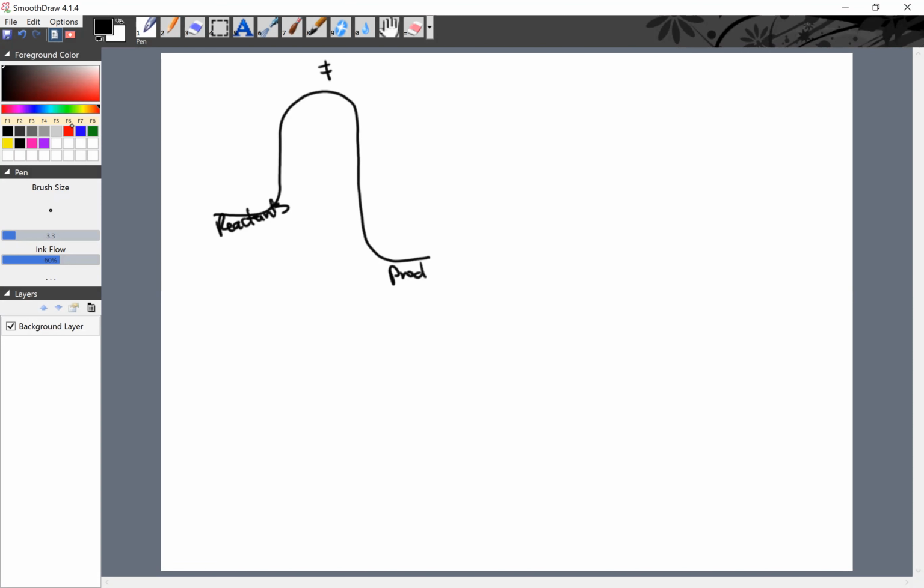Now, if you'll notice, my products are lower, and therefore it's either exergonic or exothermic, depending on which one we're talking about. So it's exo. Woo, I love that. But look at this. That is a huge activation energy.